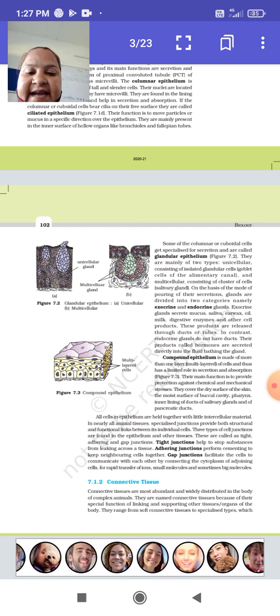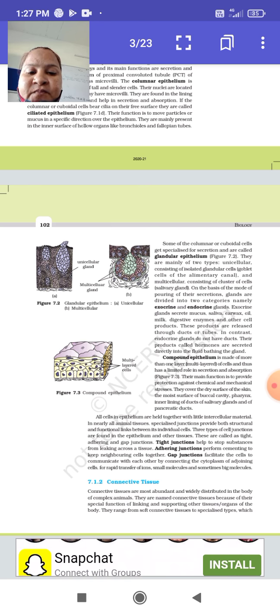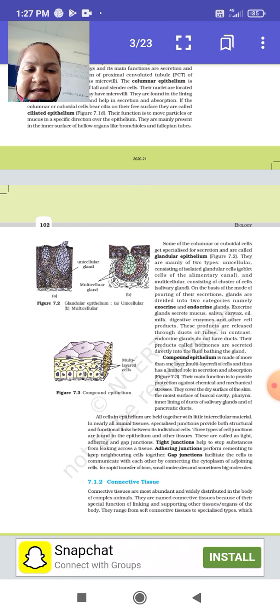Now they are tight, adhering or gap junctions. Tight junctions help to stop substances from leaking across the tissue, means tight junctions stop the leakage from the cells. Adhering junctions help in cementing or binding two neighboring cells. Gap junctions facilitate cells to communicate with each other by connecting the cytoplasm of the adjoining cells. Means if two cells are in connection, it connects them by connecting their cytoplasm, for rapid transfer of ions, small molecules, and sometimes big molecules.